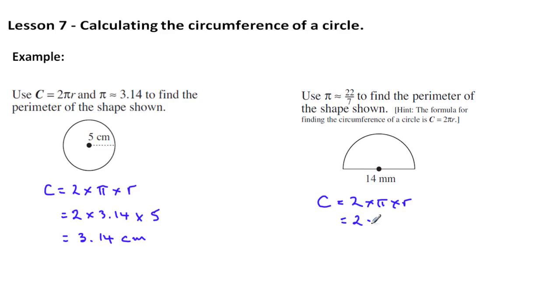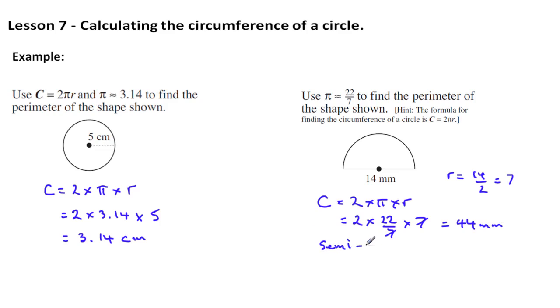So that would be 2 times, now in this case we're going to use 22 over 7, and times it by the radius. Now here's another trick, because the diameter is 14, so the radius is 14 divided by 2, which is 7. So we're going to substitute 7 millimeters into here. Now this 7 will cancel with this 7, and we have 2 times 22, 44 millimeters as our distance right around. But we need a semicircle arc.